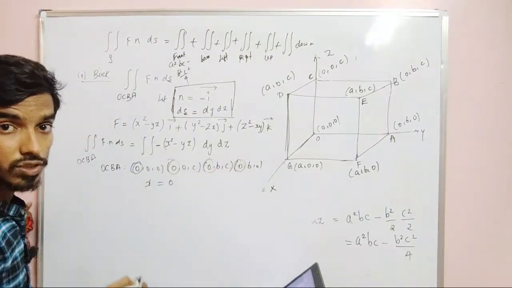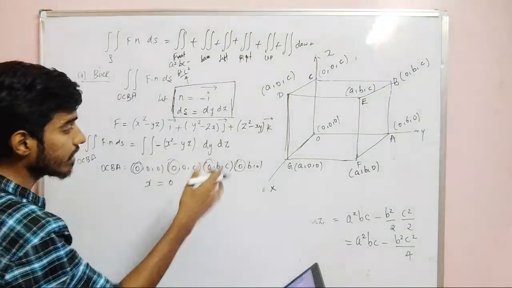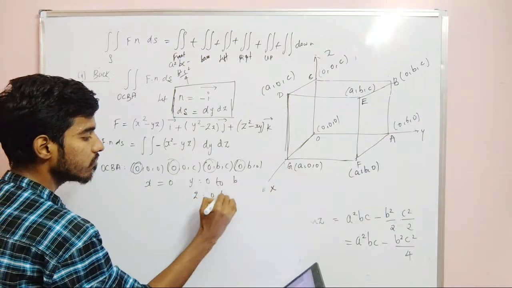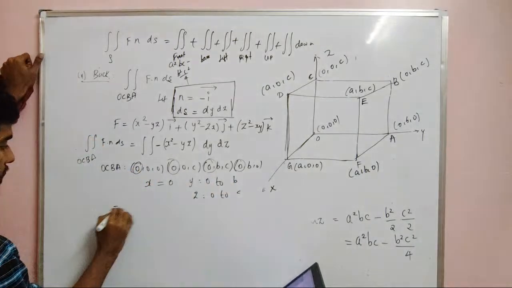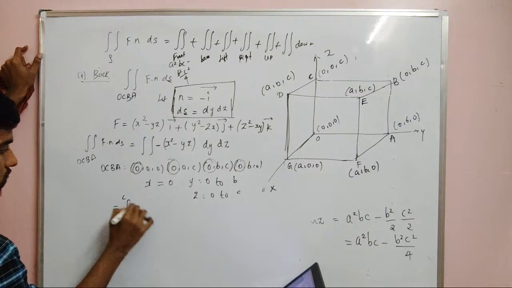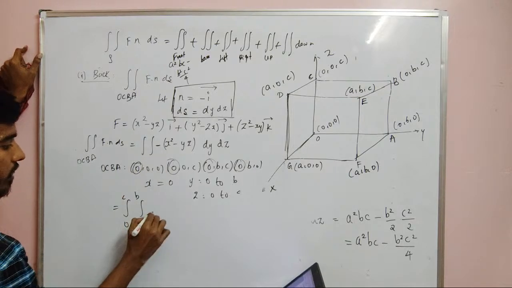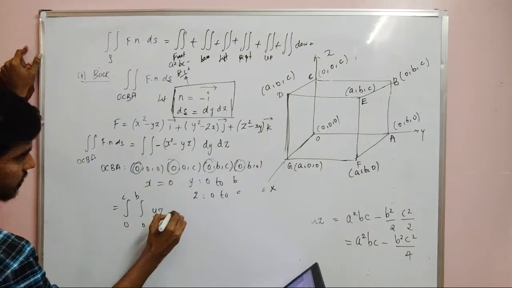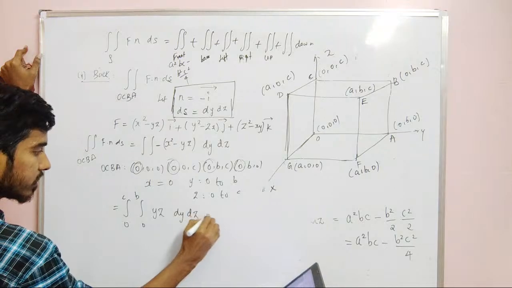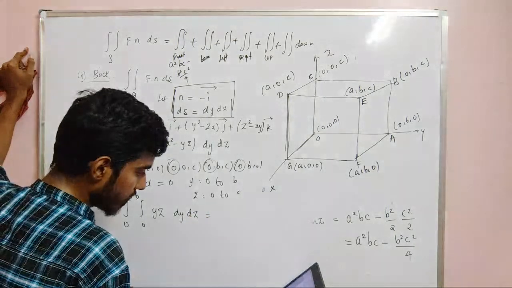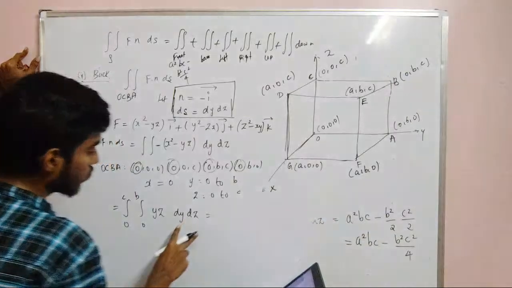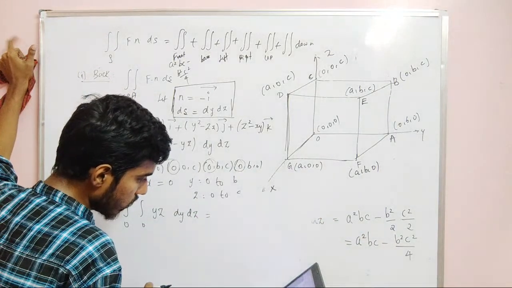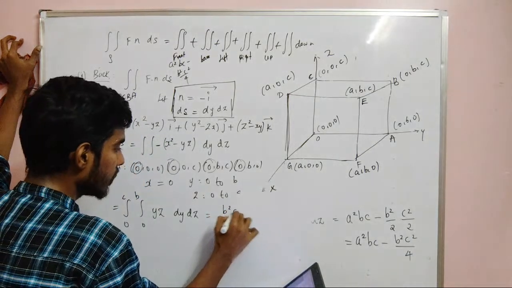The previous one had x equal to A, here x is equal to 0, and we are varying y and z. So y varies from 0 to b, z varies from 0 to c. So this integral will be integral 0 to c, integral 0 to b, with x is 0, and minus of minus is plus, dy dz. So this term is b square c square by 4, because I already found that this value is b square c square by 4.